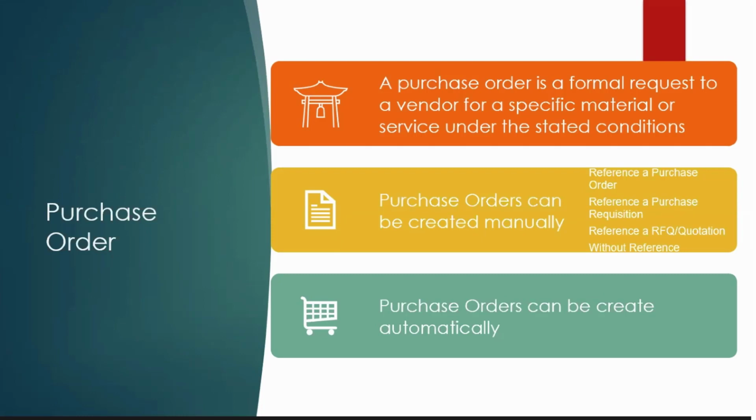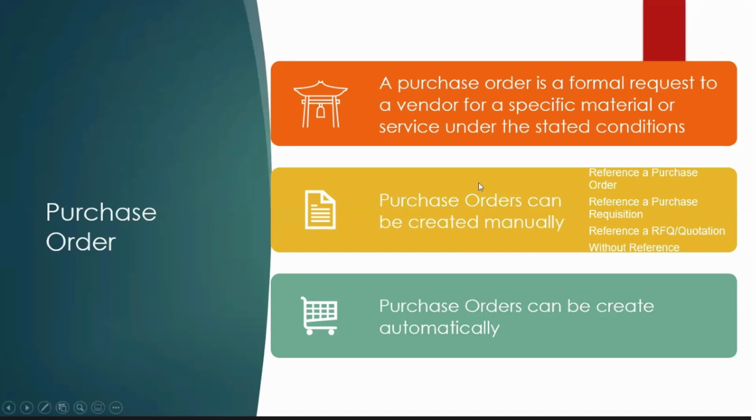the most important object in the material management is the purchase order. This purchase order is a formal document that you should send to the vendor with the material that you want to buy, the quantities, the conditions, this means the price, and so on.